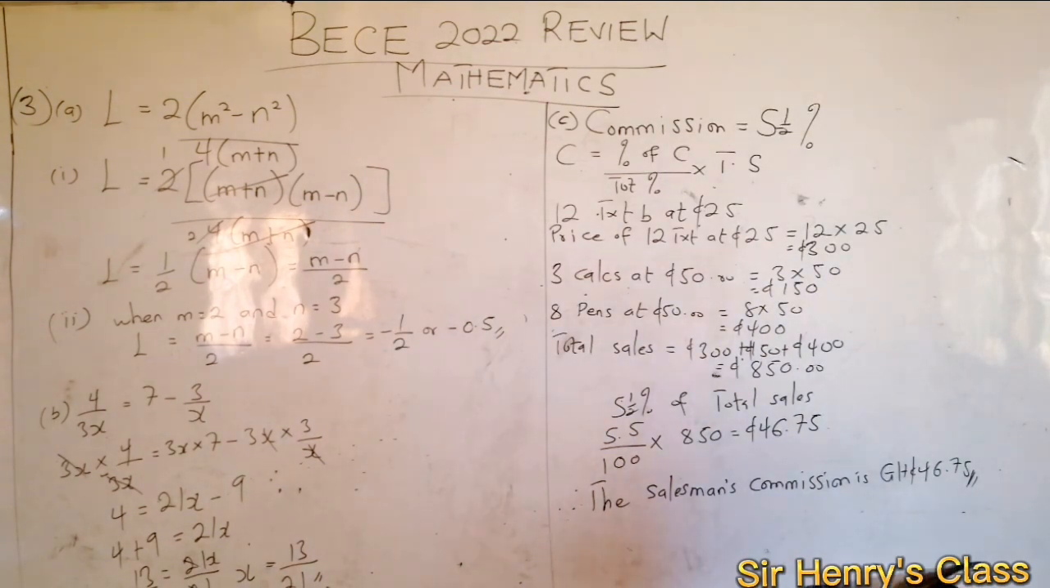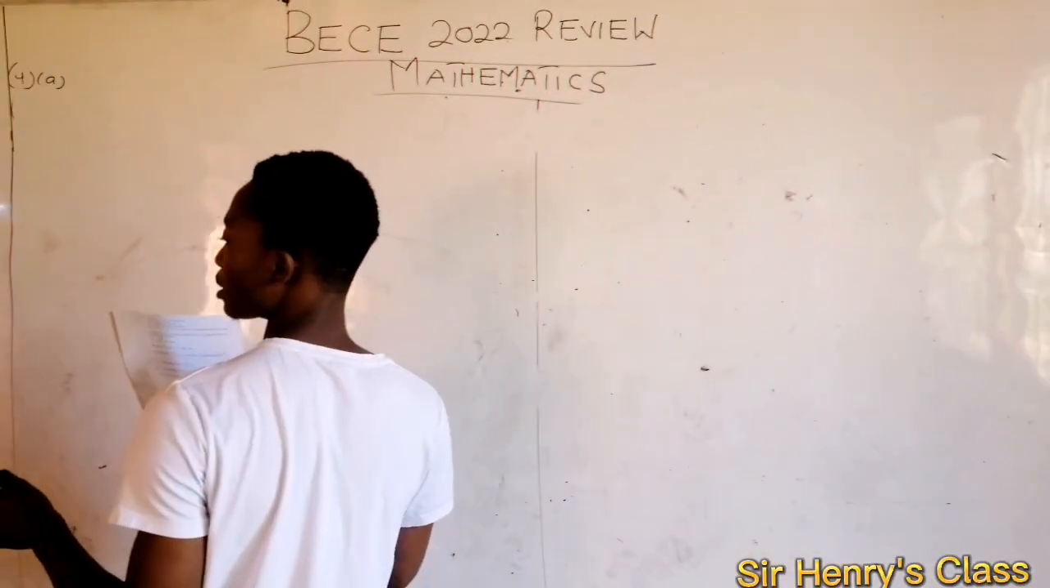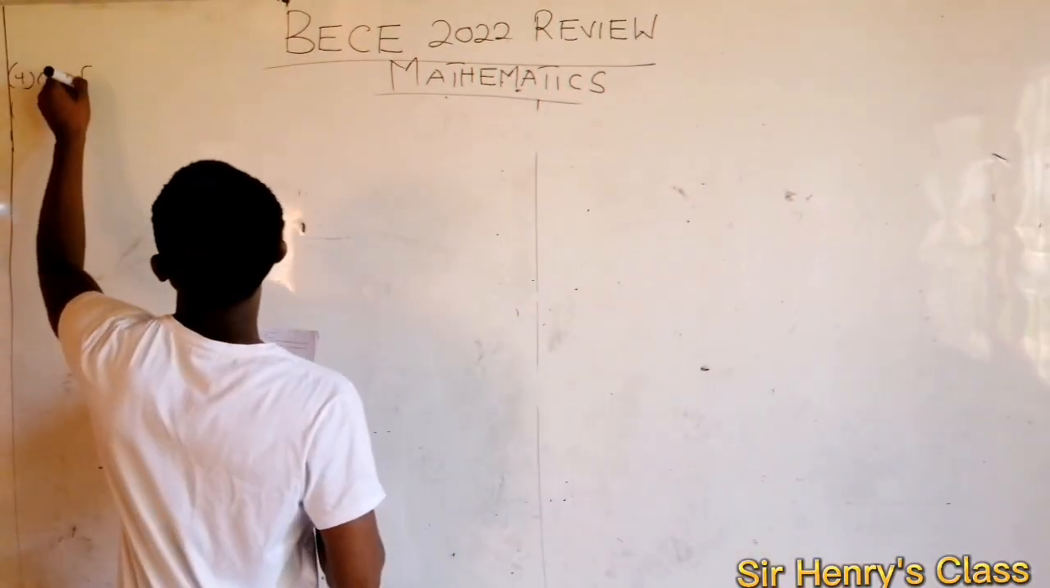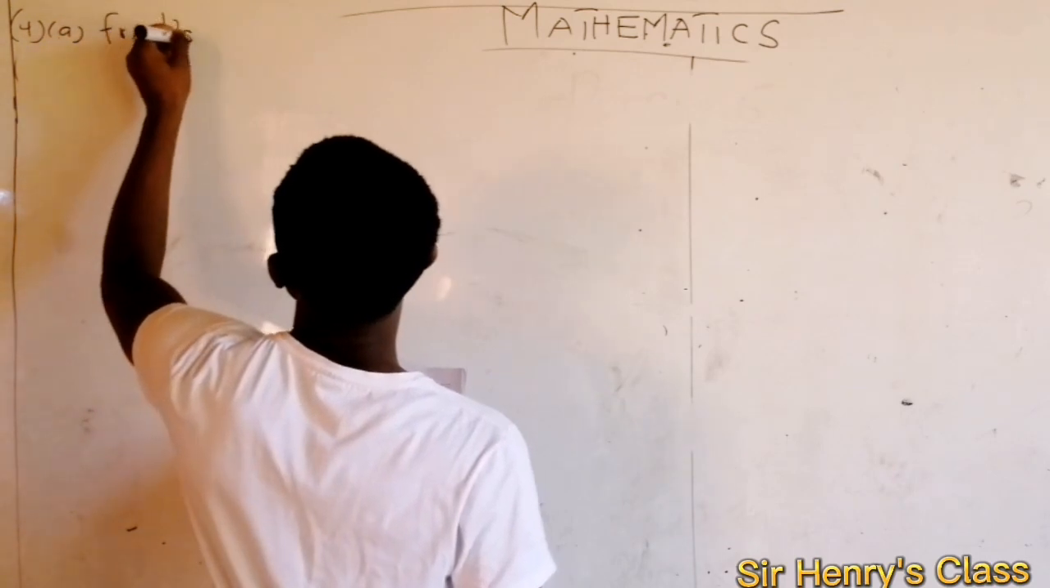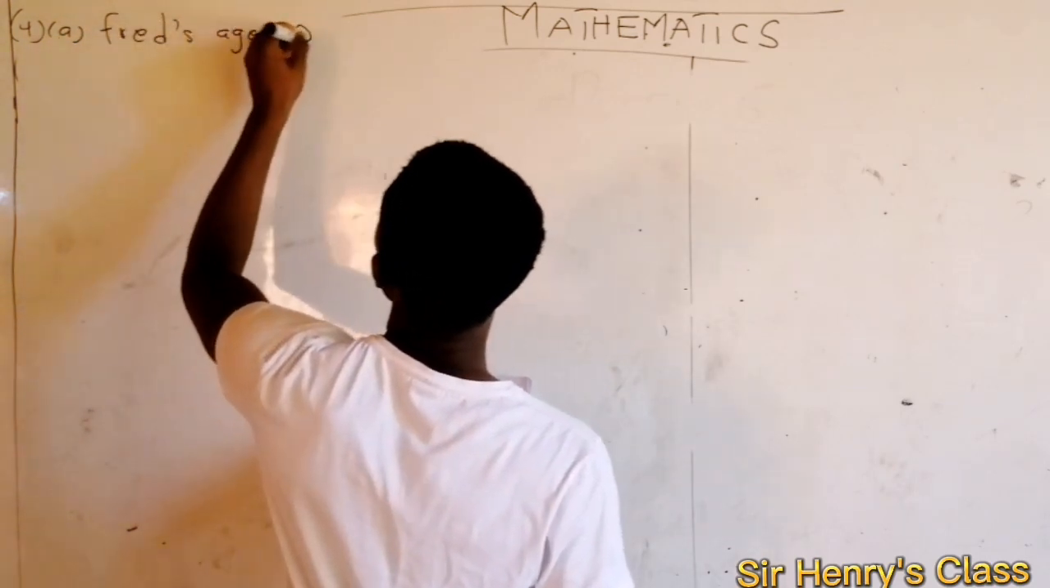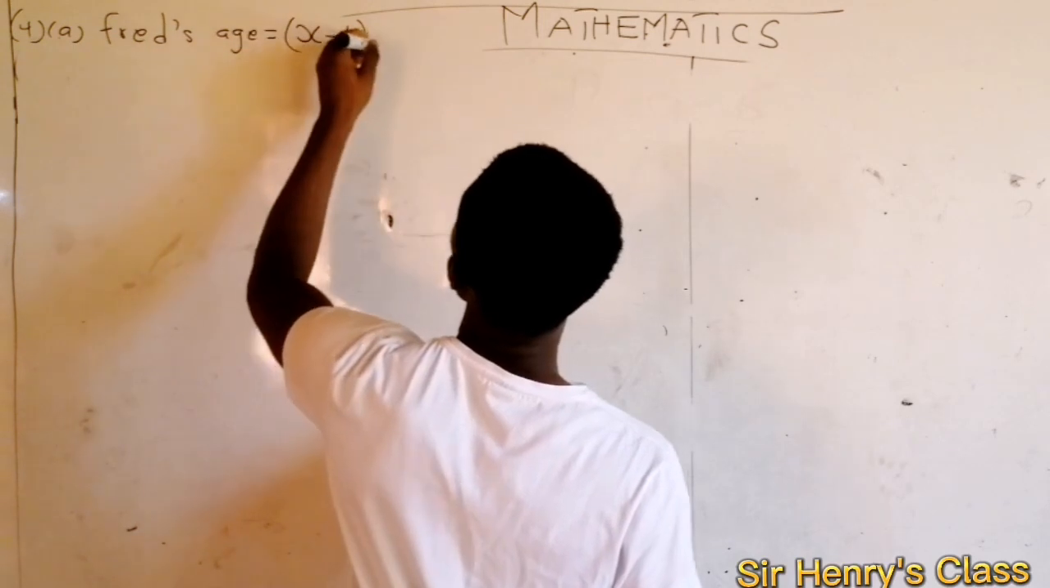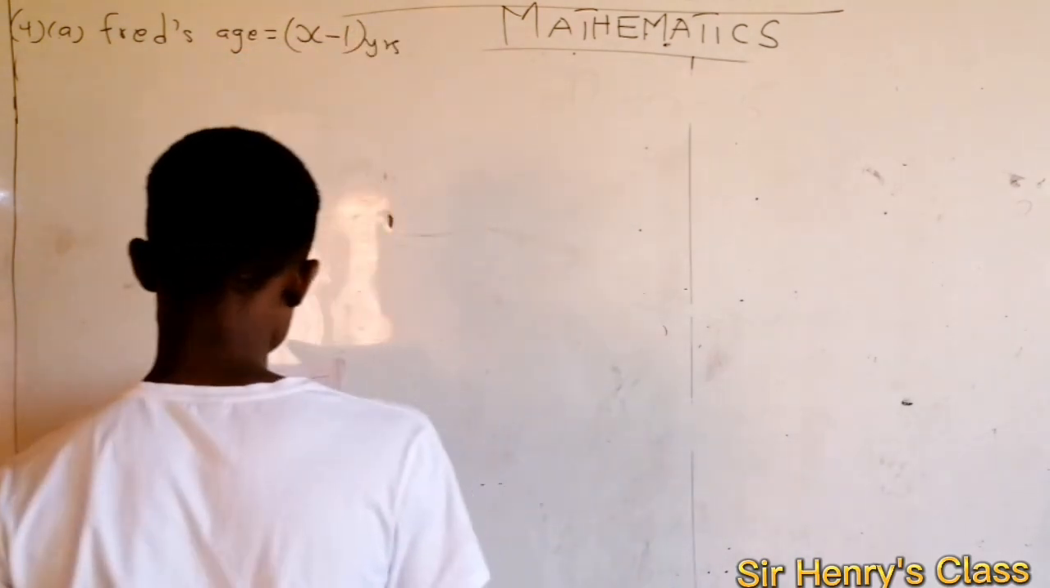So we quickly move to question number 4. Question number 4. Fred is x minus 1 years old now. So Fred's age is x minus 1 years.